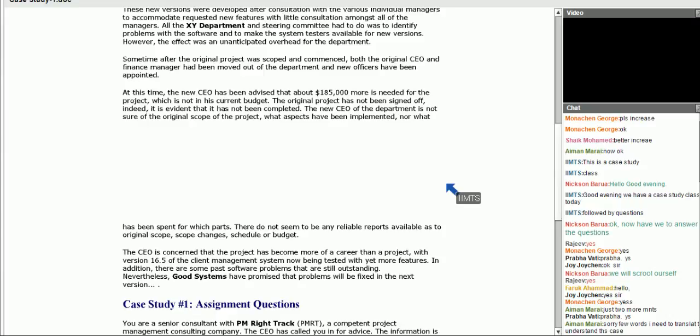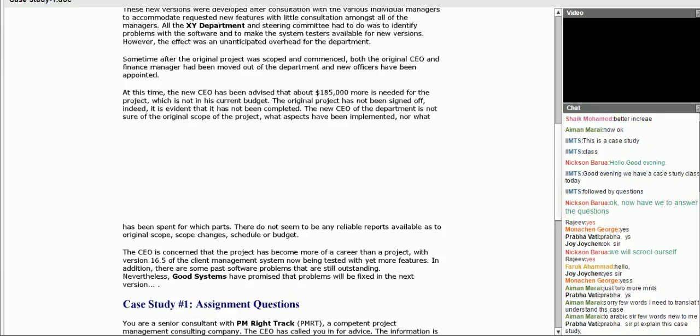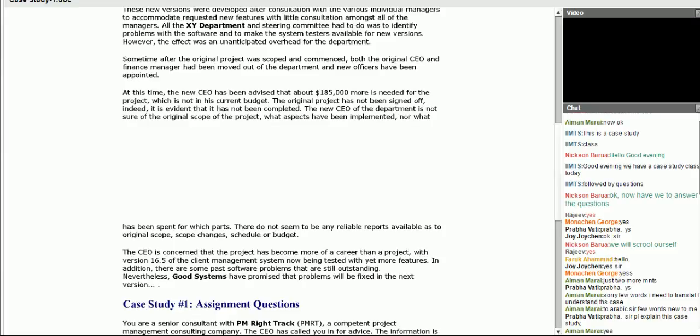So, Aman is saying, sorry, few words I need to translate to understand the case. So, what you need to translate? Maria, what you need to translate? Tell me, I can explain you in easy words, Maria. Tell me which words are creating problems for you, that I'll explain you in easier language. I think easier English language you will understand. Then what is the problem? Tell me. Which word is creating problem for you?